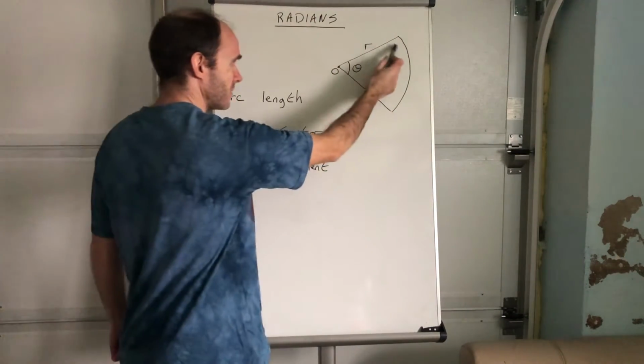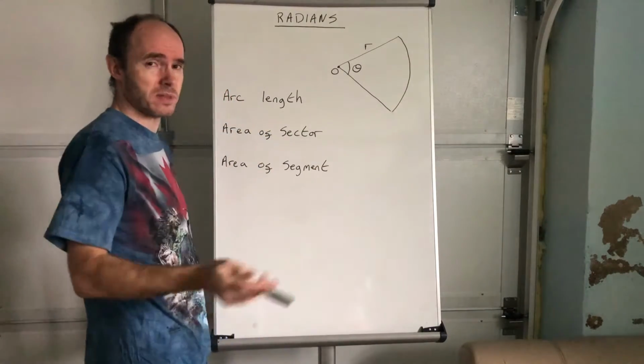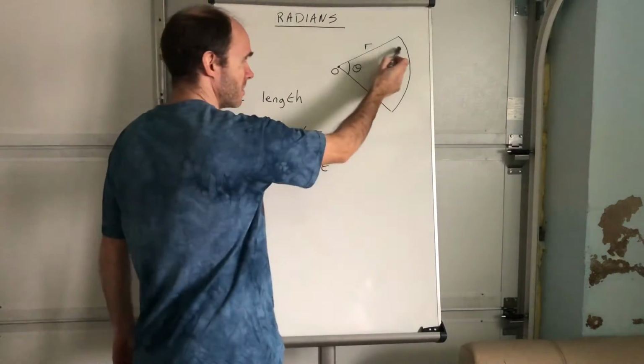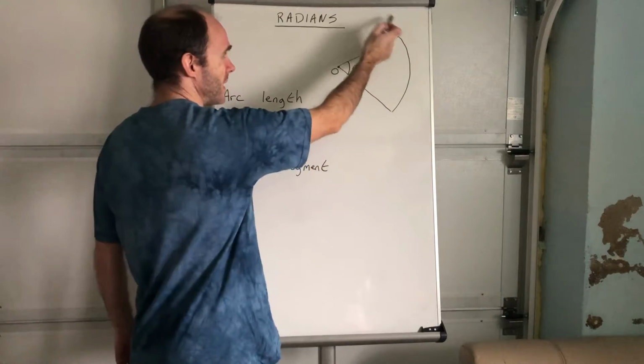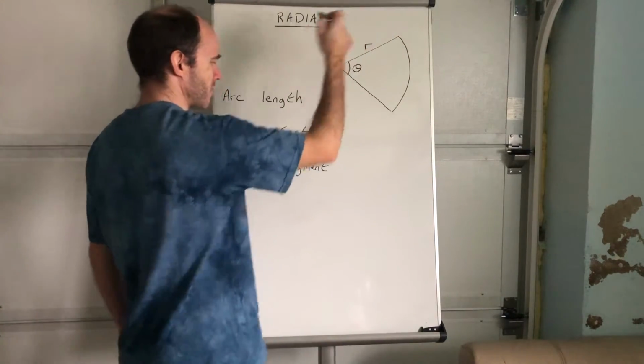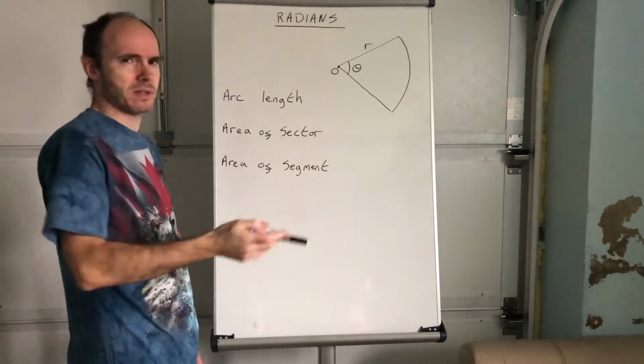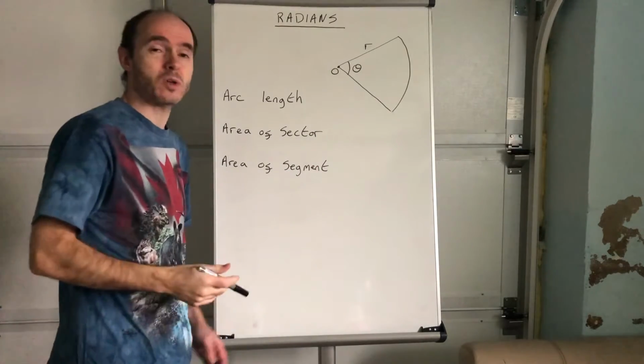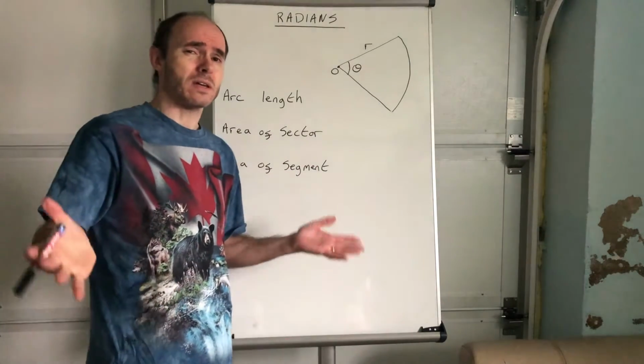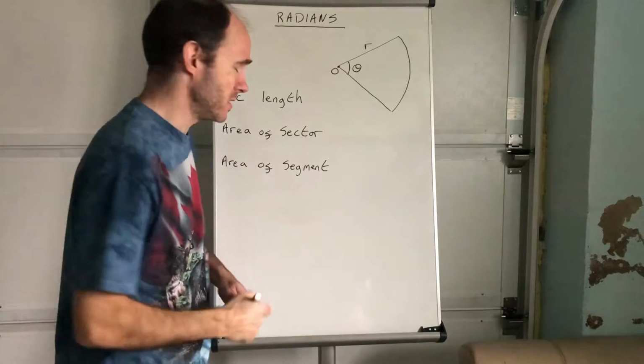Area of the sector, that's the area of the whole of this sector. Remember, there's a minor and a major sector. This is the minor sector, the smaller part. The major sector will be everything else of that full circle. And area of a segment, which we'll come on to afterwards. All using radians. You need to use the formulae for radians with these.